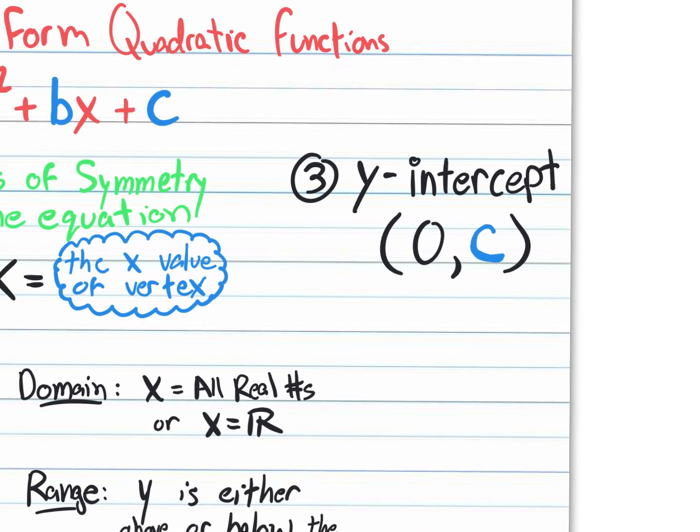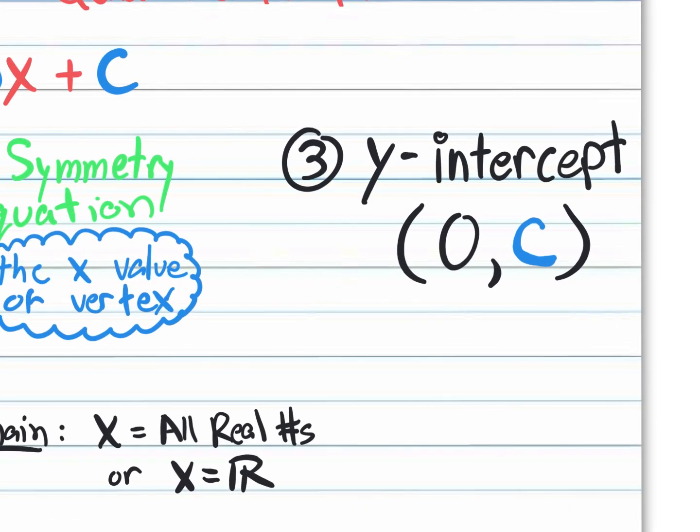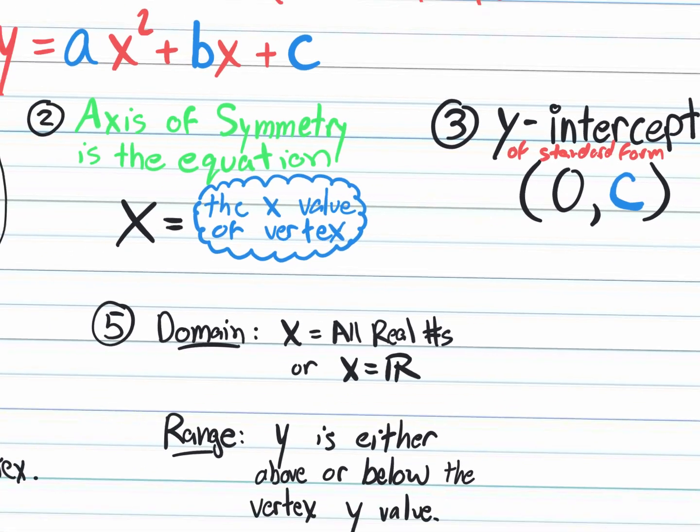The third fact, it's not like in order of importance, but the third fact is you could find the y-intercept of any standard form. Y-intercept of standard form. The y-intercept of a standard form quadratic trinomial will be the coordinate 0, comma, c. It's the number at the end without a variable, 0, comma, c, right? That's how to find the y-intercept. That's a very important detail.